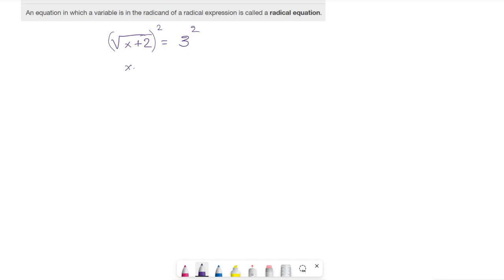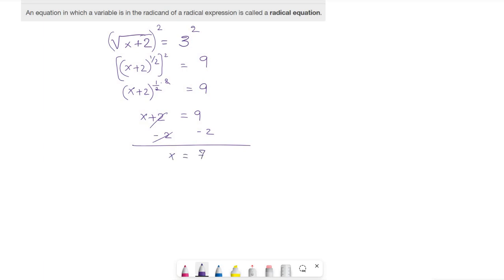Because you know this is x plus 2 all to the power 1/2, and the square of that means the 1/2 times 2 get cancelled. On the other side, 3 square is 9. So we can say x plus 2 is equal to 9, and then it's an equation. Now we can subtract 2 from both sides, so 2 cancels out, x is equal to 7.